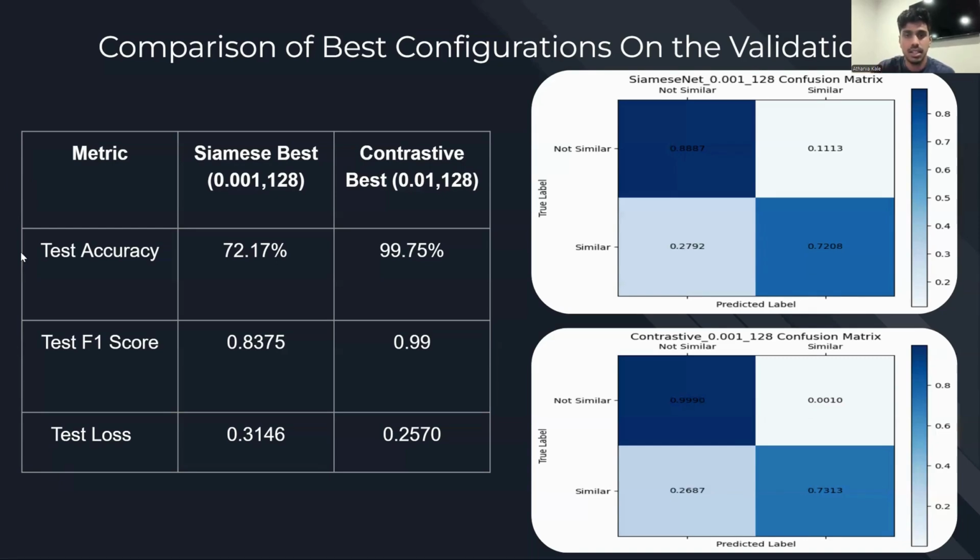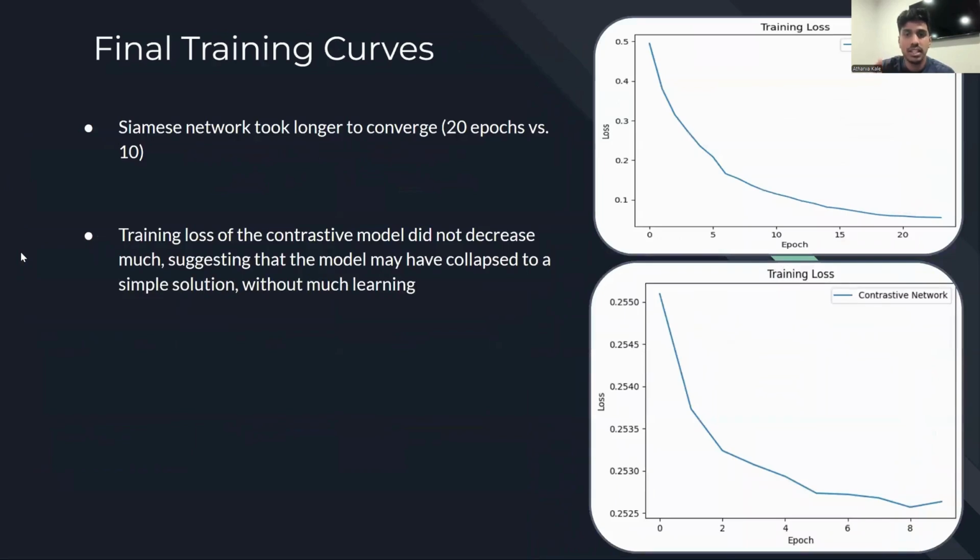Next slide. Looking at the training behavior, the Siamese network required nearly 20 epochs to fully converge, whereas the contrastive model settled much faster, often by around 10 epochs. One interesting observation: while the Siamese network showed a gradual, steady loss reduction, the contrastive model's loss barely decreased during training. This hints again that the contrastive model found a shortcut, a very simple rule to distinguish pairs, rather than deeply learning complex relationships.